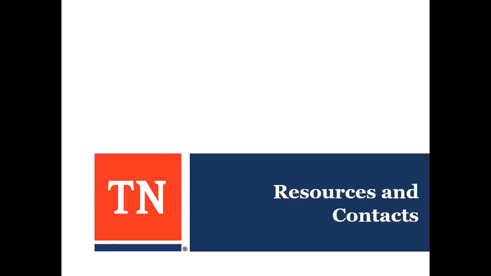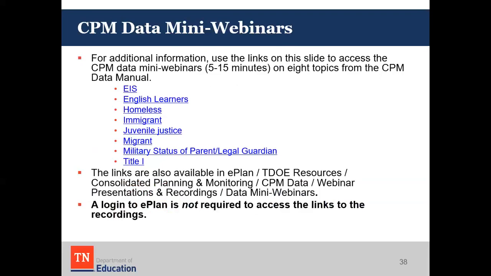Resources and contacts. For additional information, use the links on this slide to access the CPM Data Mini-Webinars on 8 topics from the CPM Data Manual: EIS, English learners, homeless, immigrant, juvenile justice, migrant, military status of parent and legal guardian, Title I. The links are also available in ePlan. Go to TDO Resources, Consolidated Planning and Monitoring, CPM Data, Webinar Presentations and Recordings, Data Mini-Webinars. A login to ePlan is not required to access the links to the recordings.